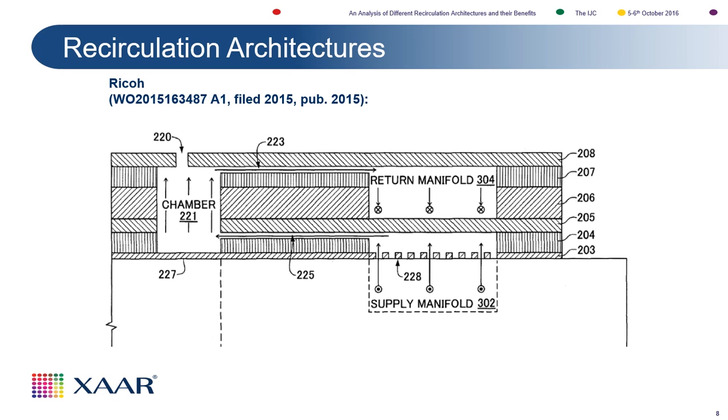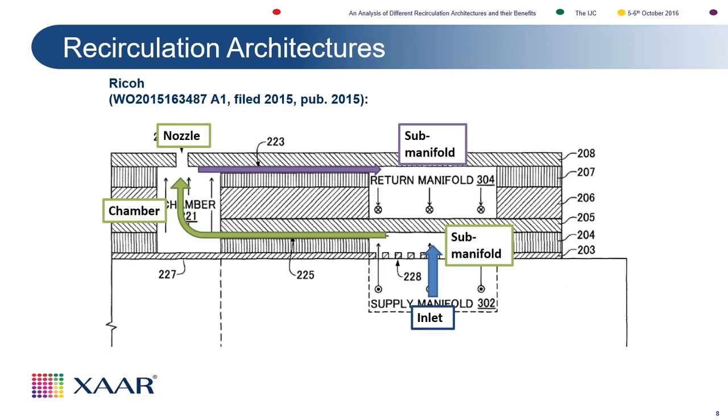So this was filed and published in 2015. Again, these are patent drawings. What I am absolutely not saying is this: I'm not the expert in how this is being implemented, but these are obviously indicative drawings. So you have an inlet. It flows to the chamber, nozzle, submanifold, and again, out again.